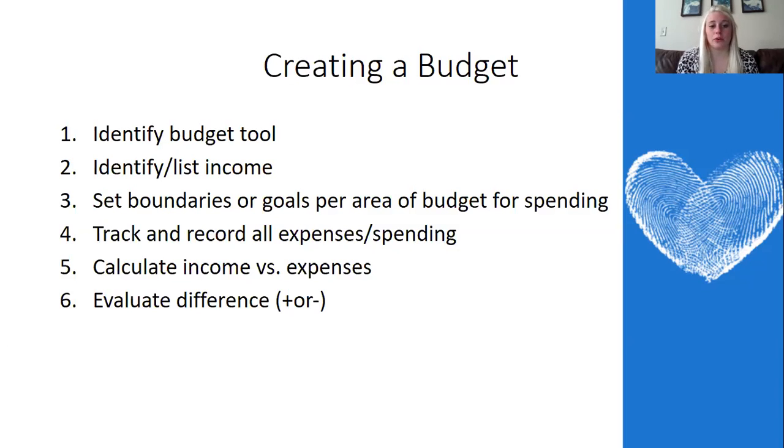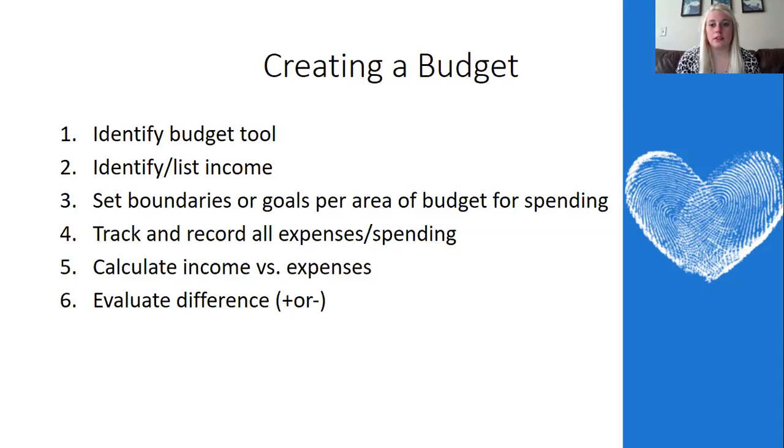The third thing is set boundaries or goals per area of the budget sheet for spending. So typically when you're starting your budget for the first time, you want to set a generalized goal of how much you plan to spend on each area. This helps you track along the way and watch where you're spending money, but it also helps you make your budget from whatever your income total is supposed to be at the top to work the whole way through that.